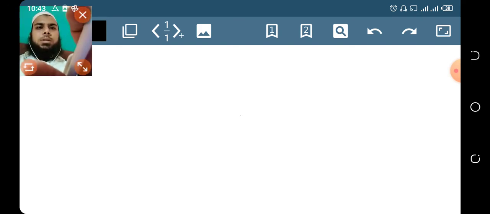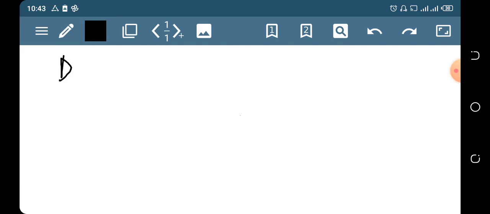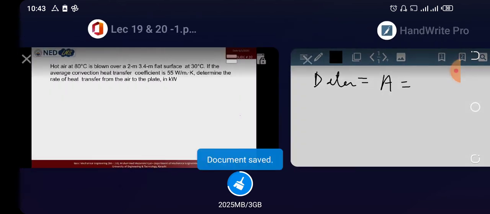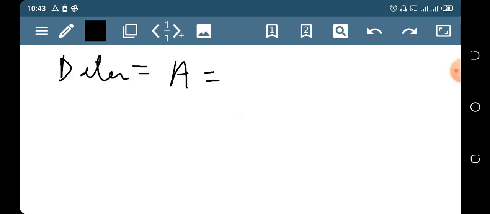Yes, let's close this, and we have the data. We have the area. How much is the surface area? For this particular numerical, the surface area will be the circumferential area. We just take the circumferential area. The formula for circumference is 2 pi r. We just need our value of radius, and we get the value of area.